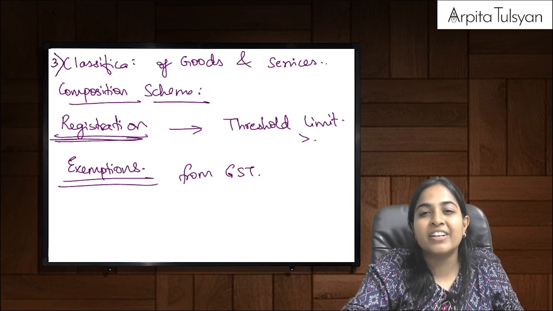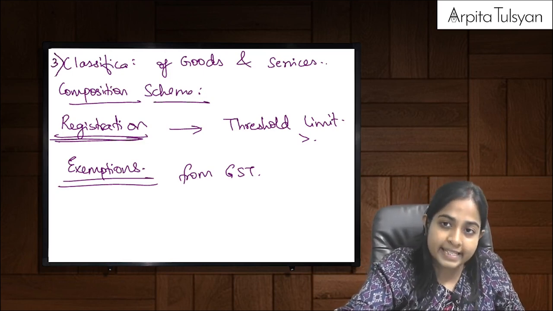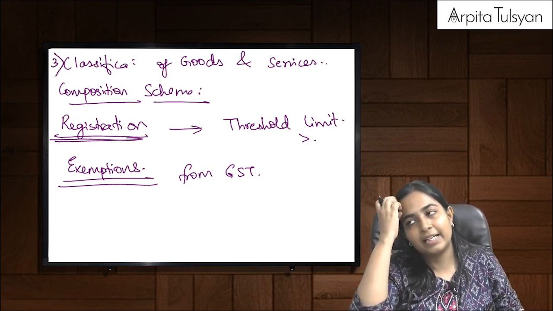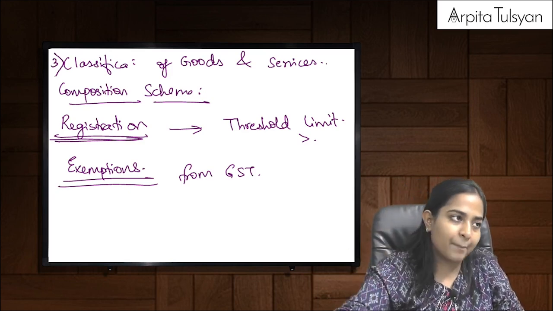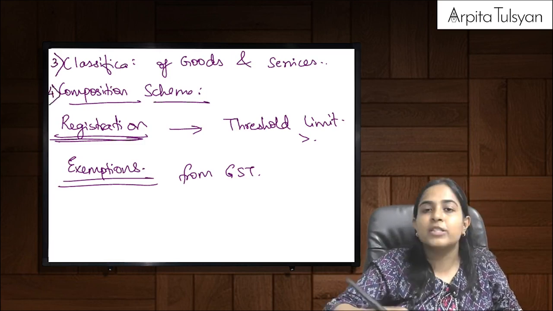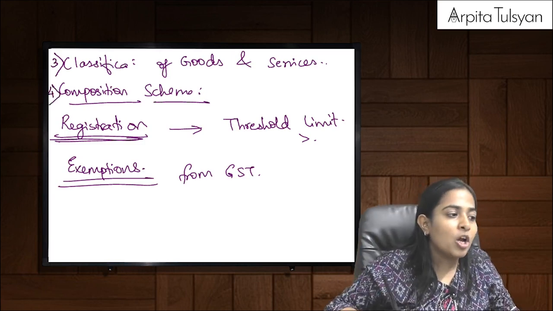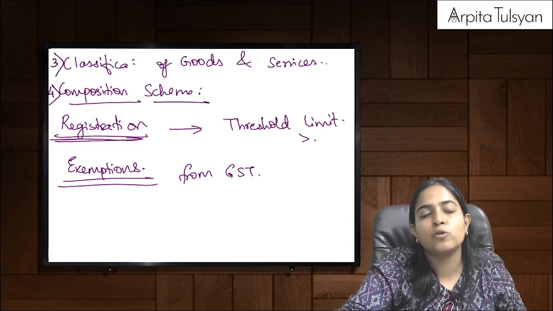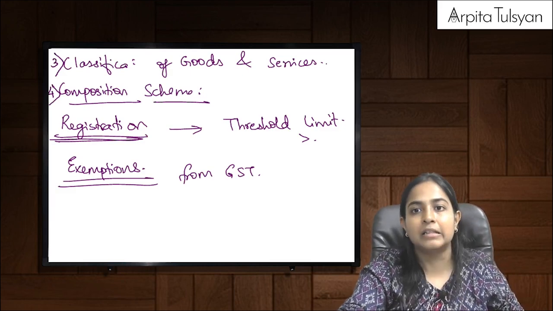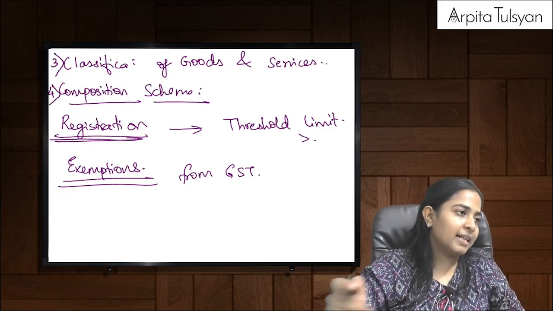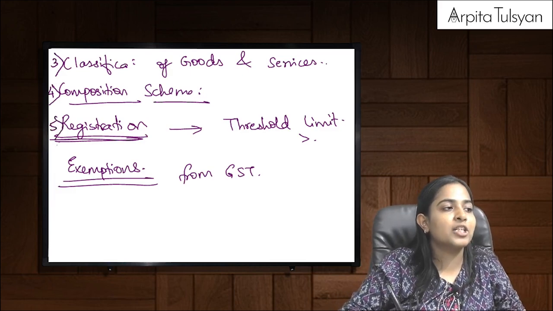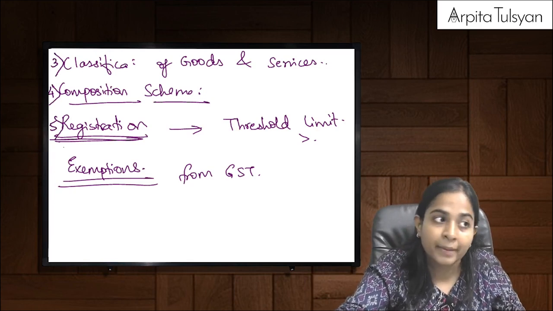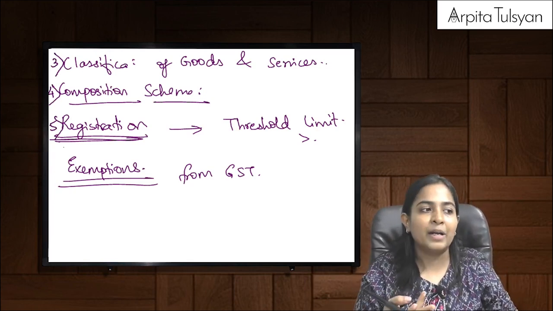For goods, they have given HSN. For services, they have given SAC. Codes have been prescribed where different products have been listed, and we can just refer to the code and find out what rate is applicable. Then we studied the composition scheme. What was the composition scheme talking about? It was talking about small taxpayers, the relief given to small taxpayers, and an easy method for them to pay the taxes. Then we studied the registration procedure, that whenever my turnover crosses a particular limit, then only will I be liable to get myself registered.